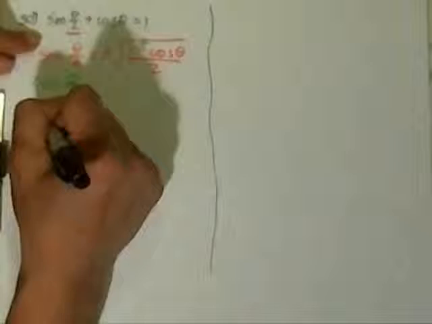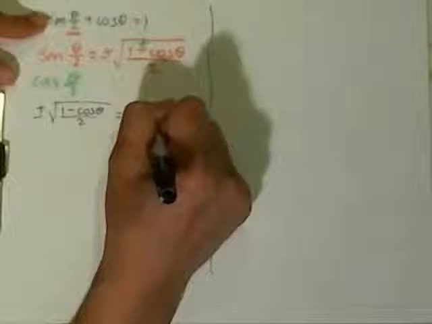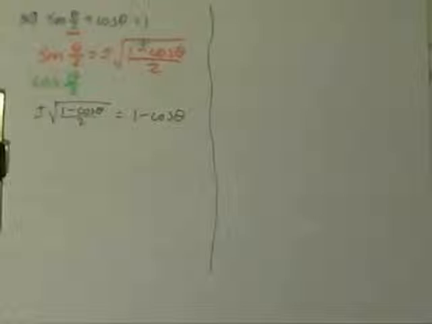So, we're going to rewrite this. Sine of the angle is equal to plus or minus square root of 1 minus cosine of the angle divided by 2. I'm going to move the cosine over, 1 minus cosine of the angle, because I don't want to take the square root. I'm going to square both sides.